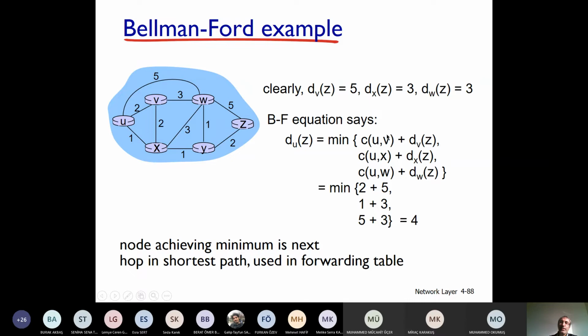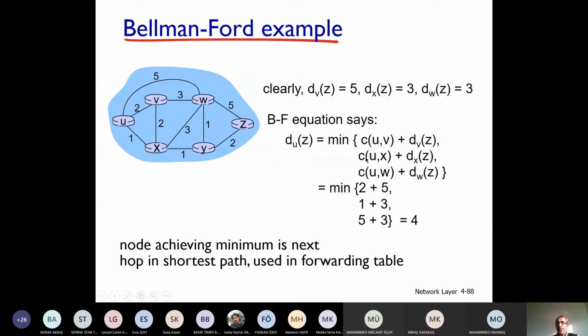So let's calculate together. We're going to calculate three values, and after calculating these three values, we're going to select the minimum value, which is going to give us the shortest path, okay? So the cost between U and V is what? 2. Let's put 2 here. Plus, what's the dV of Z, the cost from V to Z? We said it is 2 plus 1 plus 2 over X, Y, Z, which is equal to 5. 2 plus 5 is equal to 7.